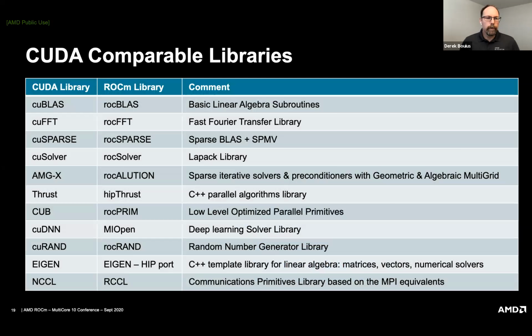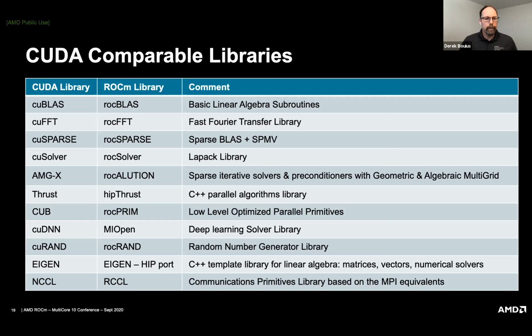And as part of that, we're building out this whole set of comparable libraries to the ones that you would expect in using different HPC applications. So BLAS library is very important, FFTs, sparse libraries and solvers for linear algebra. There's the Thrust algorithms, low-level primitives, and then the deep learning solver library is MIOpen. That's our name, and that's included in a lot of the TensorFlow and PyTorch code.